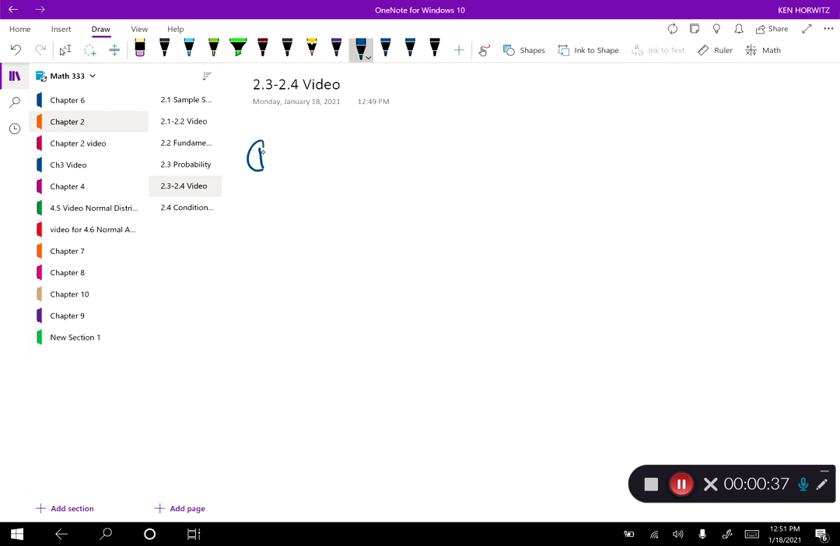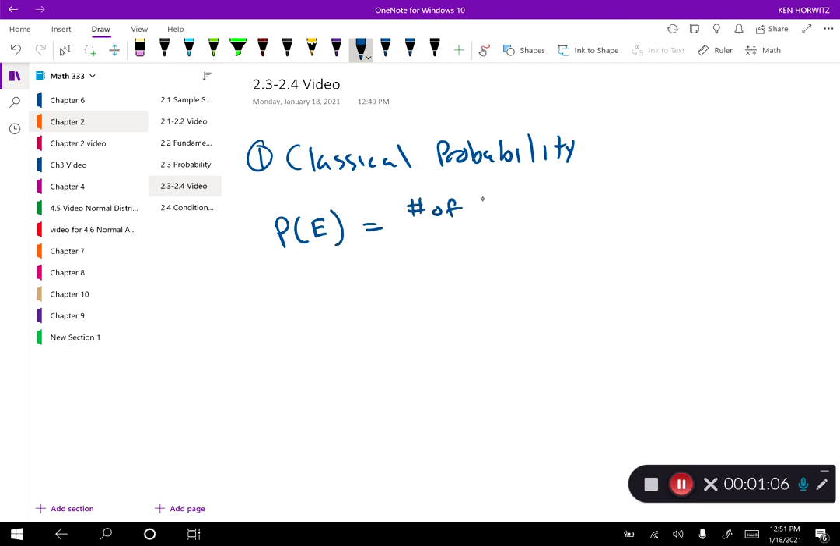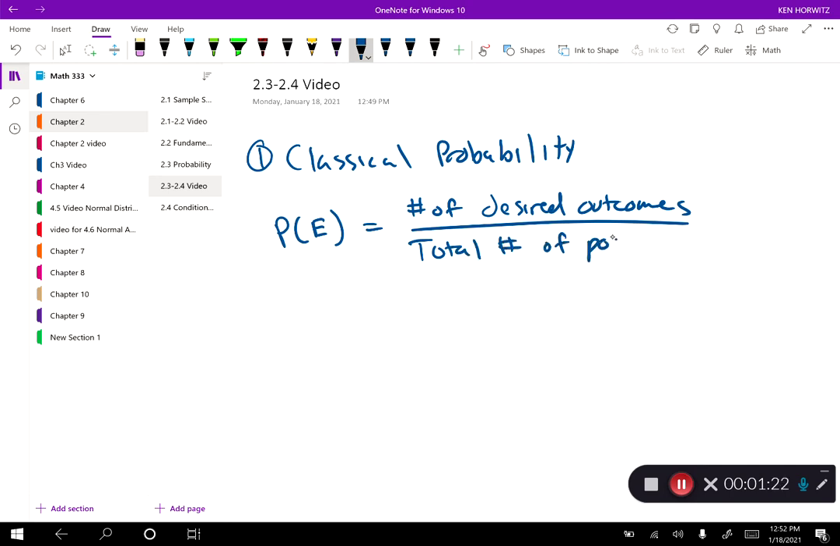So the first is classical probability. All right, so classical probability uses sample spaces to determine the probability that an event will happen. So for example, the probability of event E equals the number of desired outcomes over the total number of possible outcomes. All right. So let's do a quick example to kind of illustrate what this means.